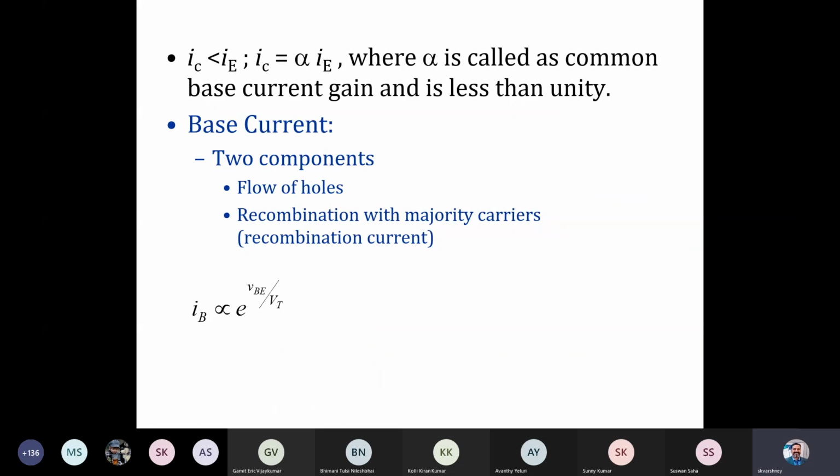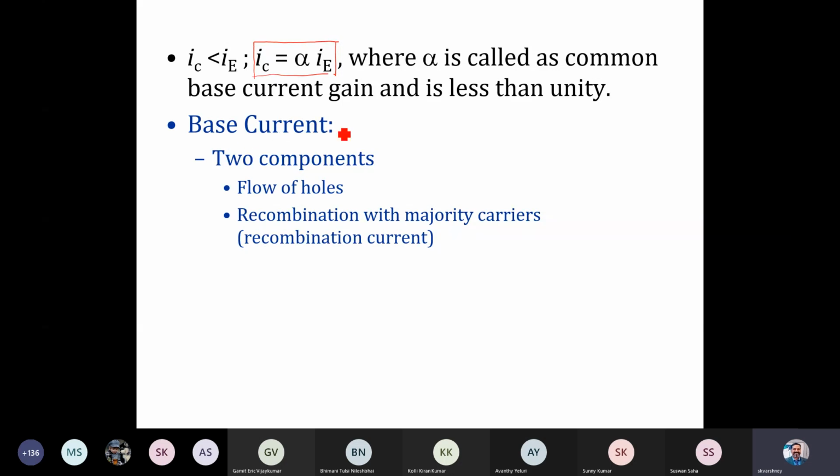And what we want to note is that the component of this collector current is always slightly less than the emitter current. I am just going to explain this part. So the relation between the emitter and collector current is some constant alpha. This alpha is called the common base current gain, and it is always less than unity.